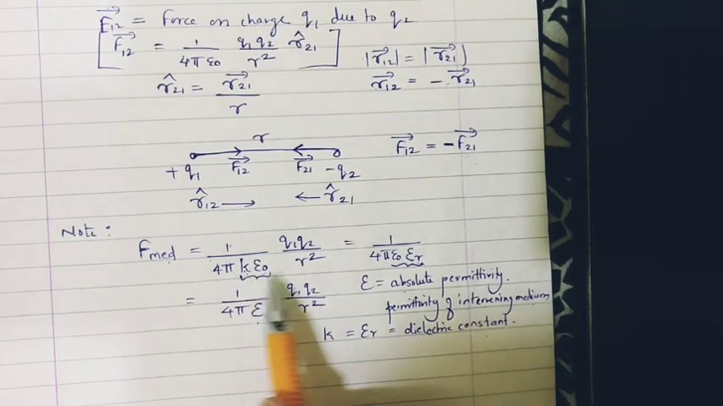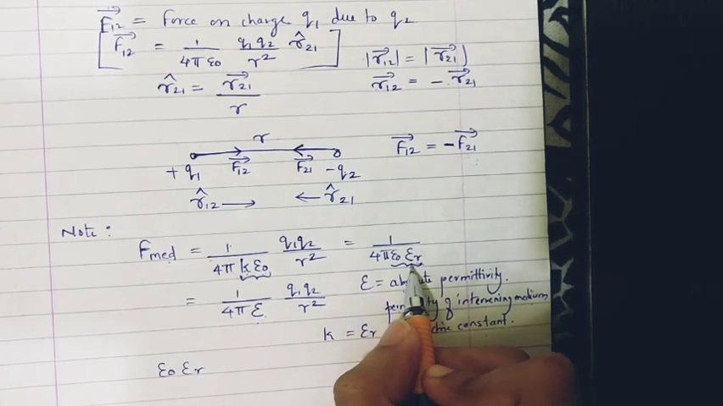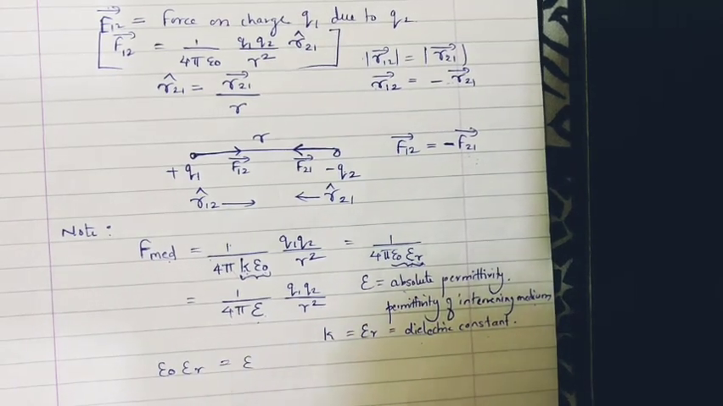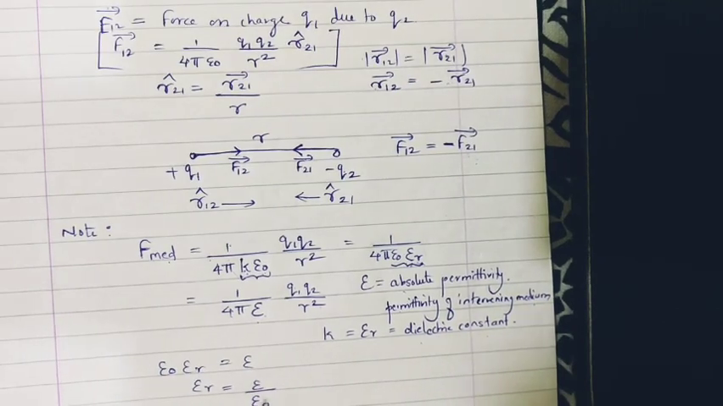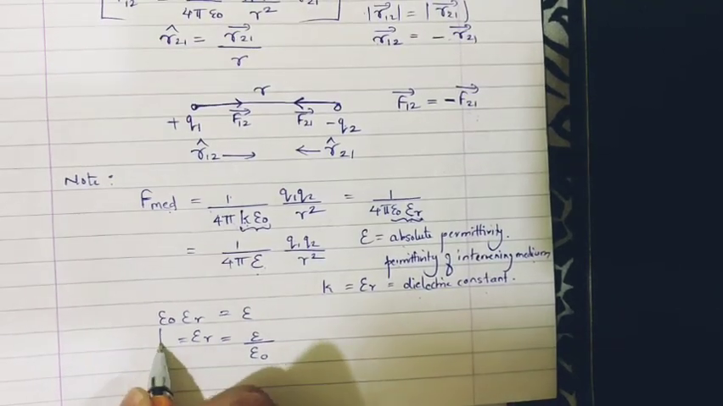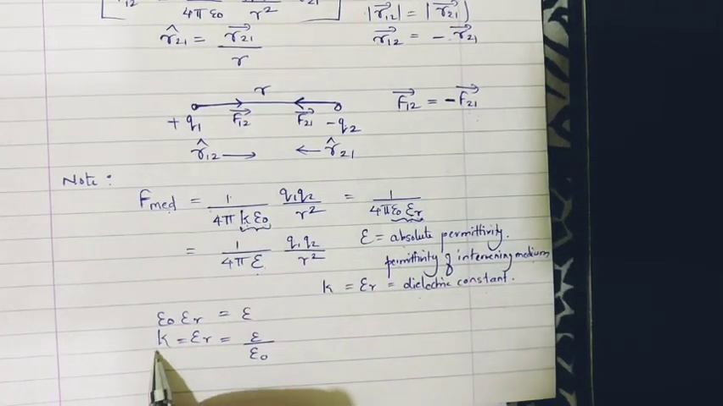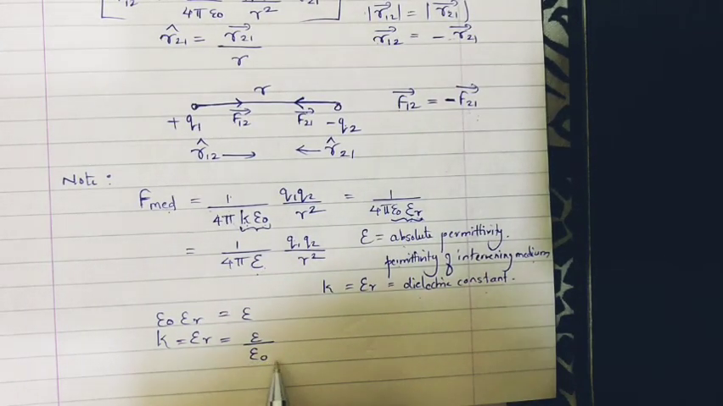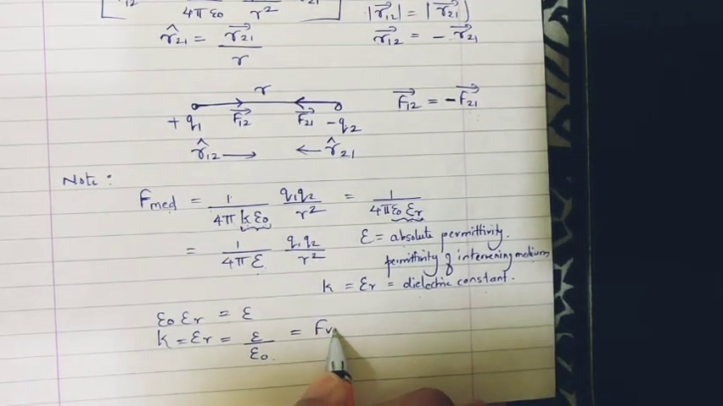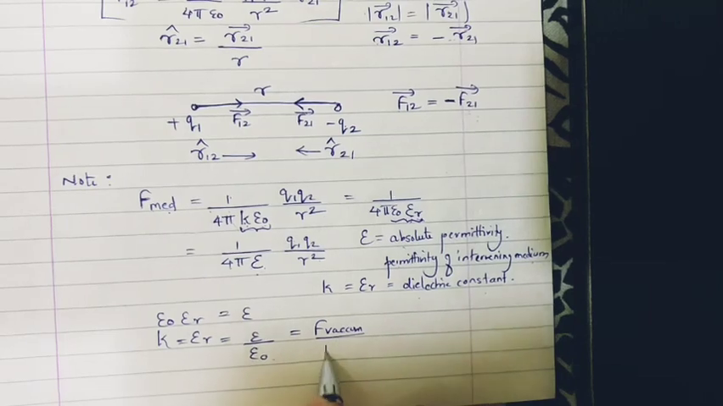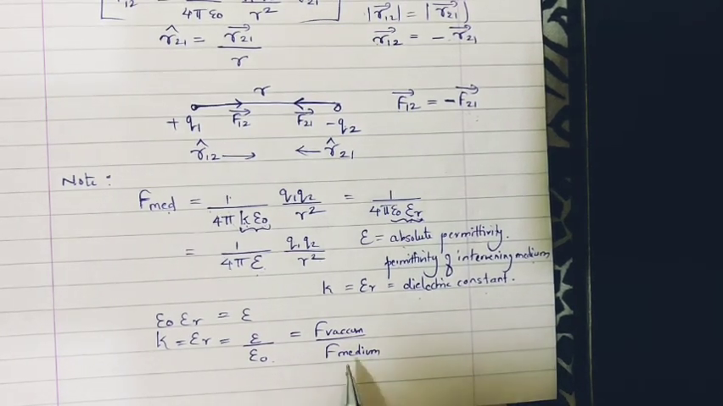So what is the relation between them? Epsilon naught epsilon R is nothing but epsilon, correct? So epsilon R is equal to epsilon upon epsilon naught, which is also equal to k, because I told you epsilon R and k is one and the same thing. So k can be written as epsilon upon epsilon naught, which can also be written as F vacuum upon F medium. How is this possible?